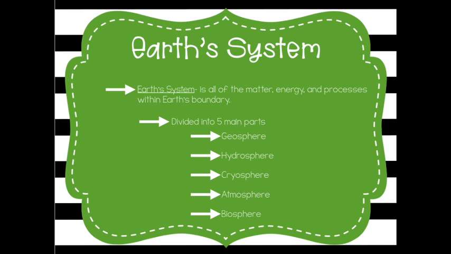Now, hopefully you're starting to recognize this definition already. Earth's system is defined as all of the matter, energy, and processes within Earth's boundary. Now, Earth's system is divided up into 5 main parts. They all function and interact together and work together as a team. These 5 parts are the Geosphere, the Hydrosphere, the Cryosphere, the Atmosphere, and the Biosphere. So let's learn a little bit more about each sphere.